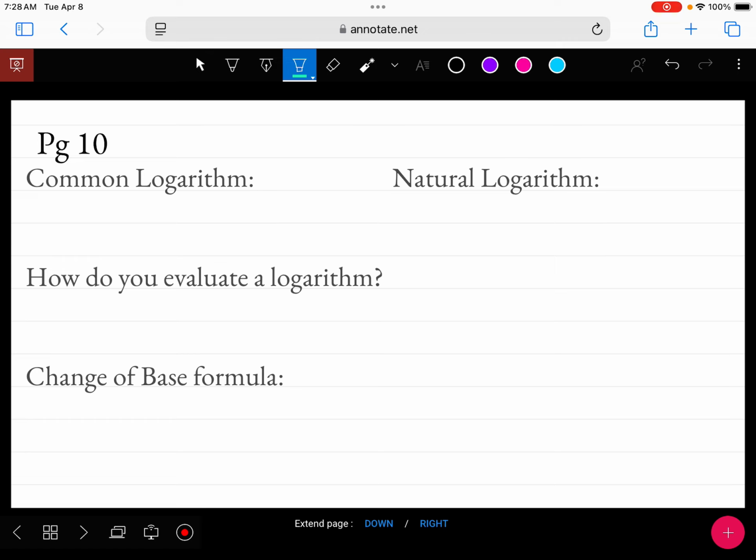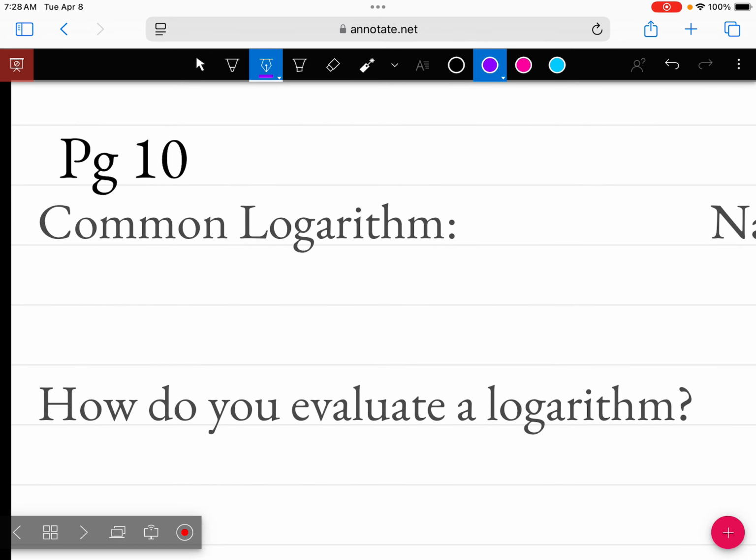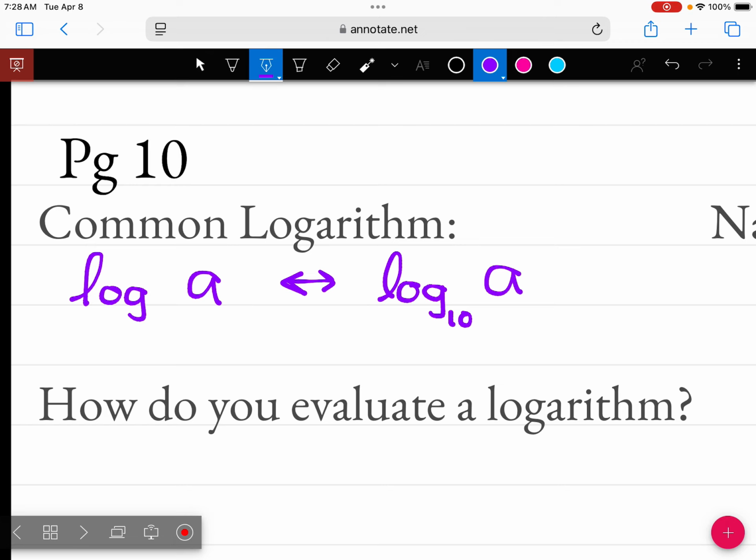And once again, it starts out with asking us what's the common logarithm and what's the natural logarithm. What do we know about the common log? Talked about it several times. The base is 10. Common log, we will most often see written as just log of whatever the argument is. But this means the exact same thing. It is 100% equivalent if I wrote log base 10 of whatever that argument is. So it has a base 10.